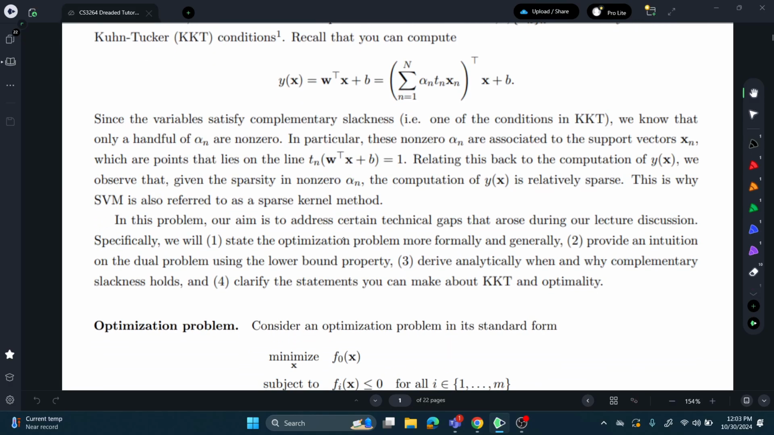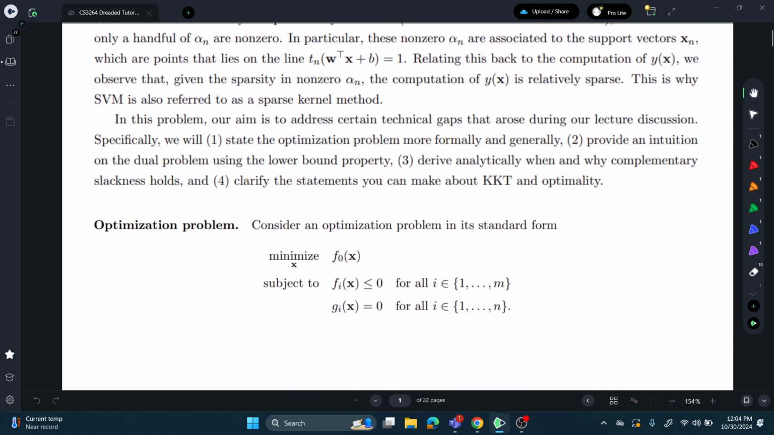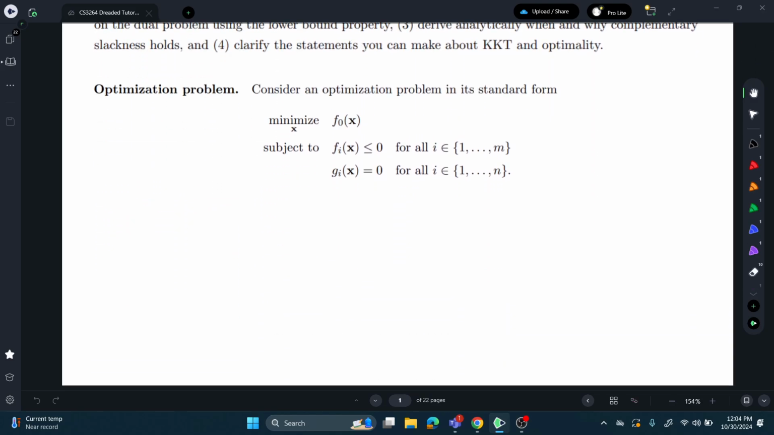Today we are going to see the optimization problem, see why we can actually use the dual problem to solve SVM and why we need it, and finally to see when complementary slackness and KKT hold and how they infer about the optimality. Okay, so let's do a very quick recap on what we have seen.